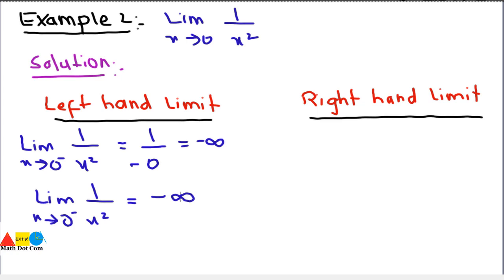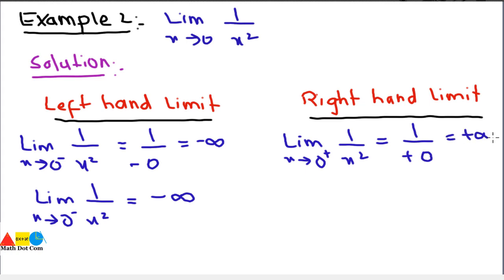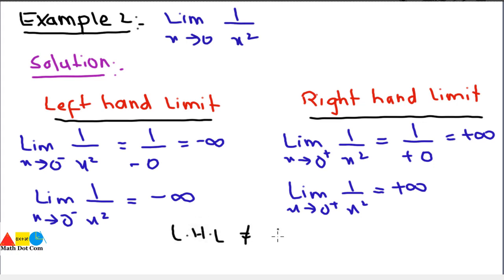Now if I check the right hand limit, it is equal to 1 divided by +0, which will be equal to +infinity, as we have the value of x as +0 in the denominator. It means we will get the answer as +infinity. Now it is clear from here that the left hand limit is not equal to the right hand limit, that is -infinity is not equal to +infinity. So we conclude that the limit does not exist for this function.